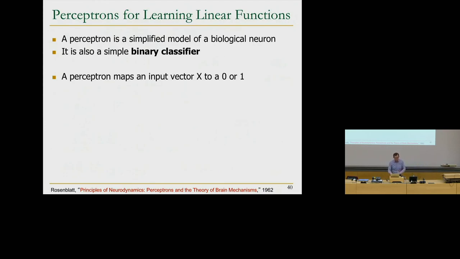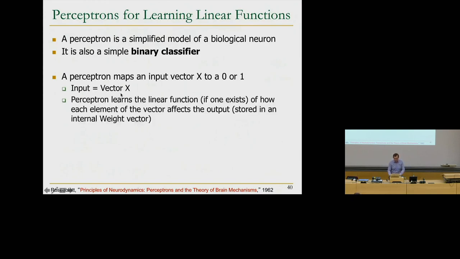Okay, so input to the neuron, Perceptron, is vector x, and it learns a linear function, if one exists, of how each element of the vector affects the output. So you store this in an internal weight vector. So this is actually the simplest example of a neural network. It's a single layer neural network. So right now, neural networks are very popular, but they have many, many layers. But this is a very simple single layer neural network. So you basically learn these weights that are associated with different input vector elements.